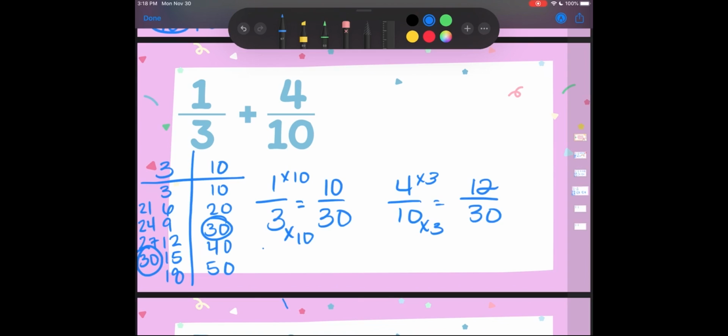Now same thing for 10 to go to 30. To go from 10 to 30, I have to multiply by 3. So I have to do 4 times 3 to get my new numerator, which is 12. So now I end up with my new problem. I'm going to plug my new fractions into my old fraction spots. Instead of it being 1/3 plus 4/10, it's now going to be 10 30ths plus 12 30ths.